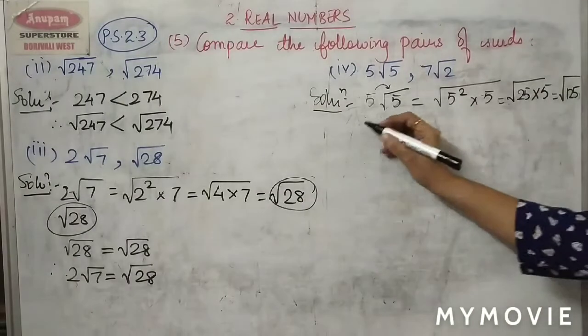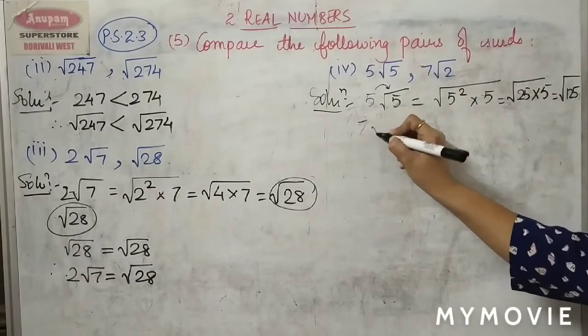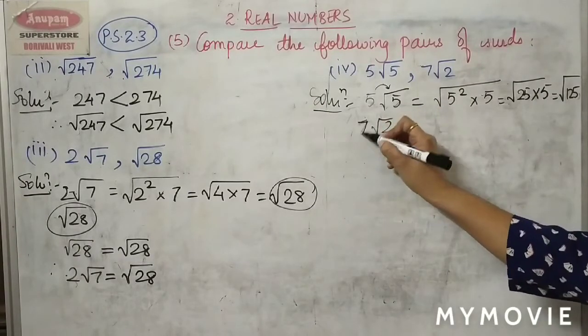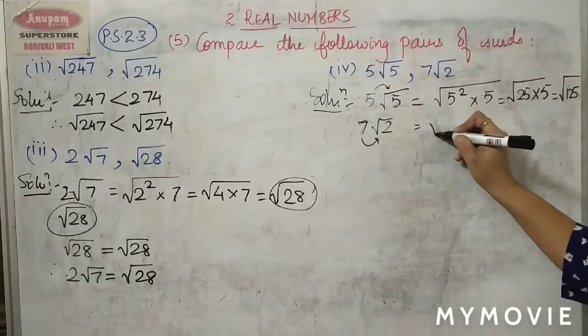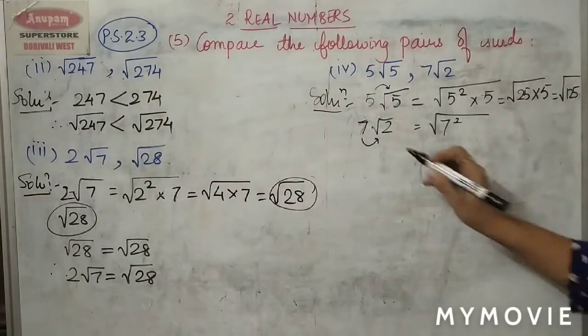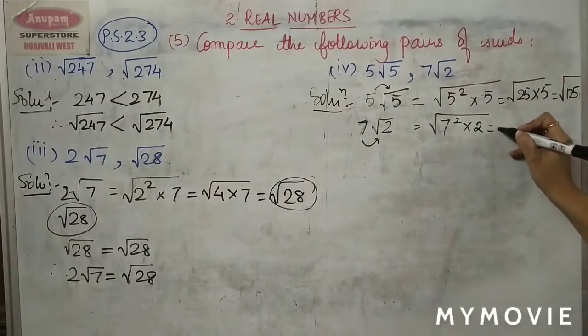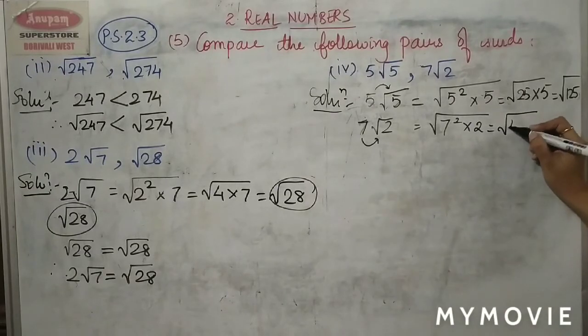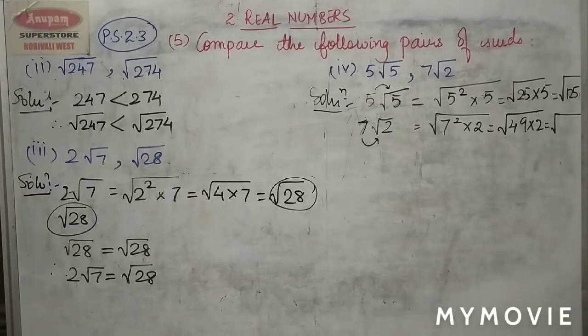The next one is 7 root 2. Again this 7 will go inside, so it will become 7 square, and this 2 is already inside. 7 square is 49 into 2. So when you do 49 into 2, you will get 98.